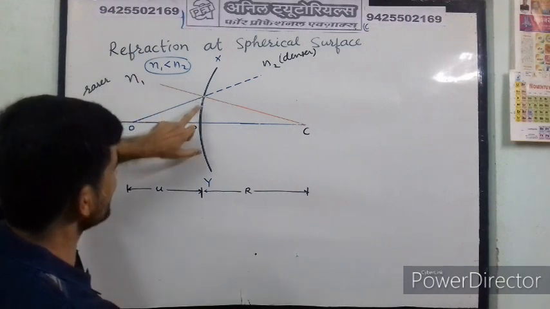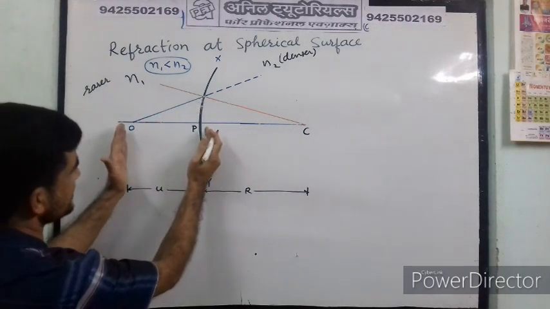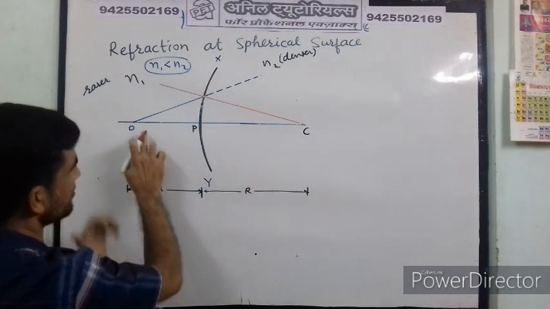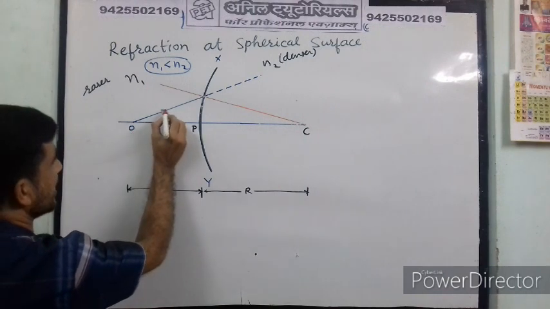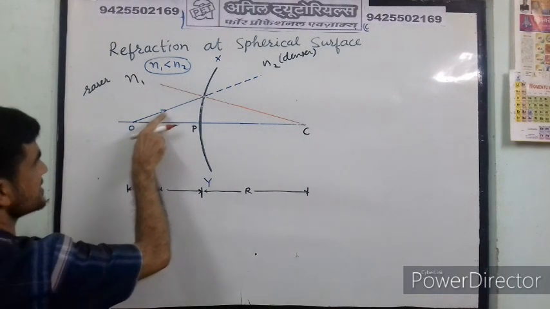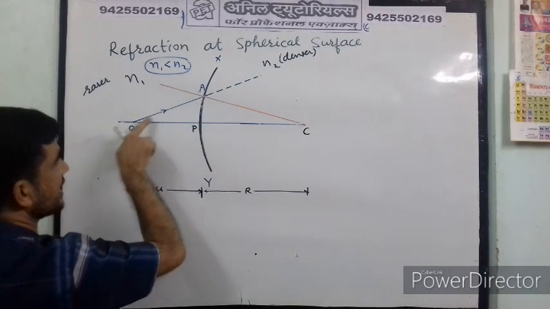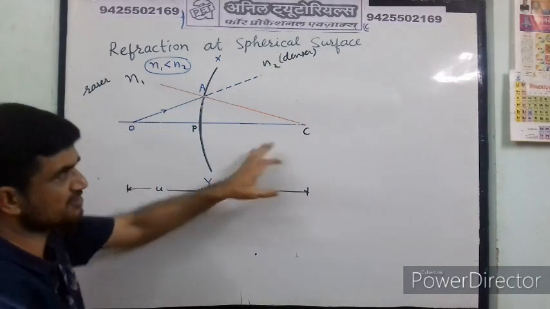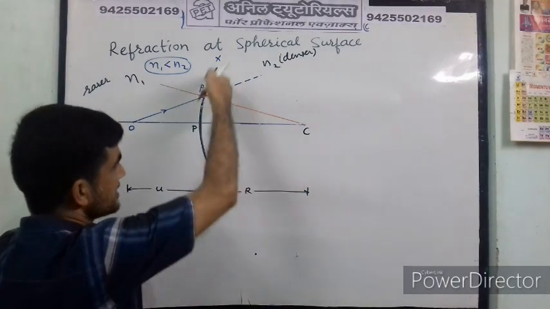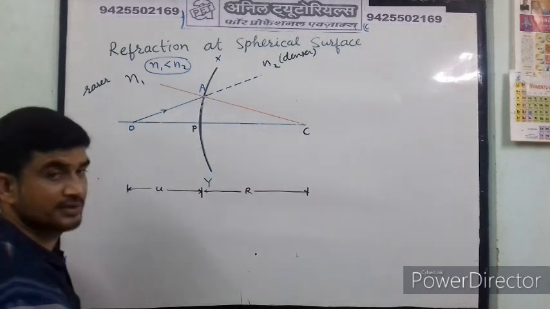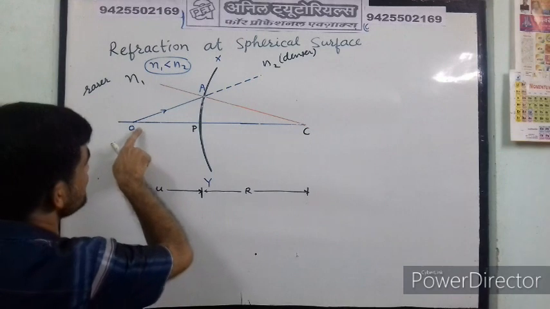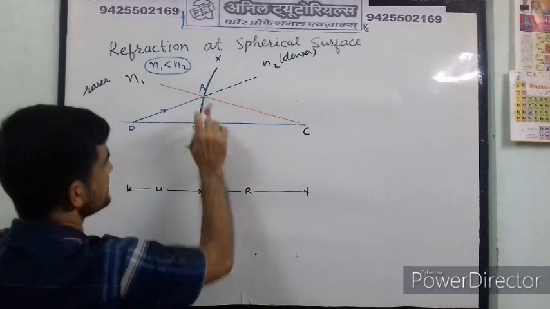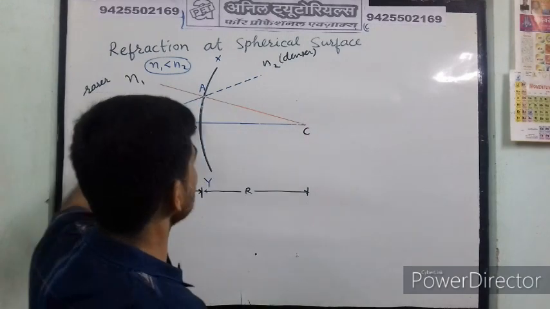Here a point object O is kept at a distance u from the midpoint of the surface. This is the distance u. I took one ray from this point O that is incident at point A, and here is a normal on this surface. AC is a normal on this surface. C is the center of curvature of this convex surface. Now, if there is no change in the medium, the ray will travel like this.